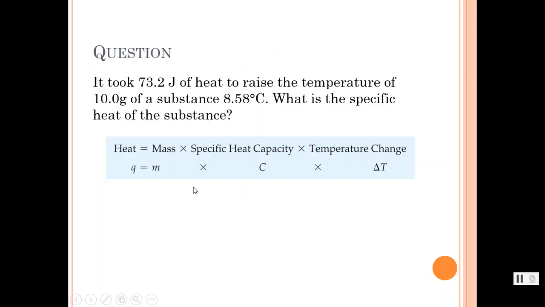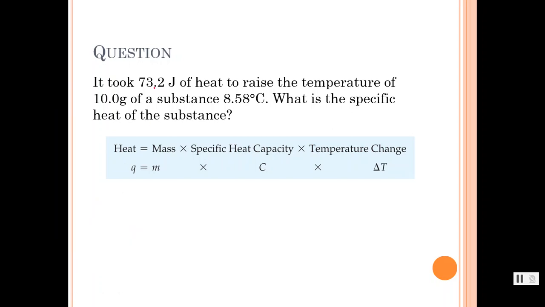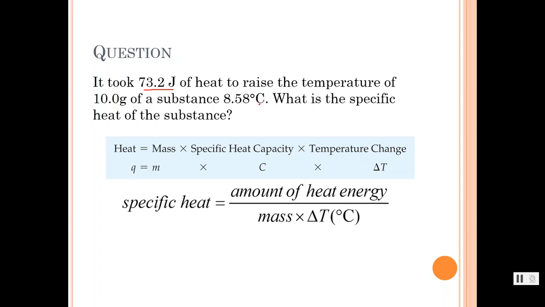So let's do this example. And in the next two videos, we'll be doing plenty more examples. But let's say I have this question. And it says it took 73.2 joules of heat. So I already see that in my problem, I'm given a quantity in joules. So I'm given some heat. It took that amount of heat to raise the temperature of 10 grams of a substance 8.58 degrees Celsius. What is the specific heat of the substance?